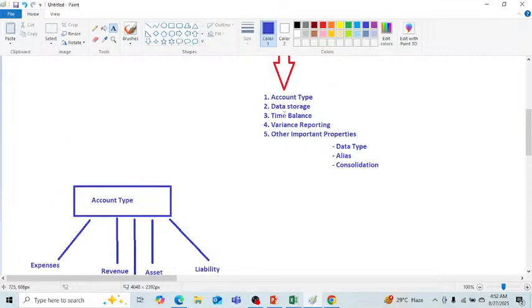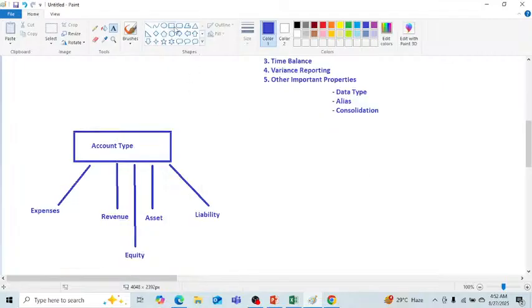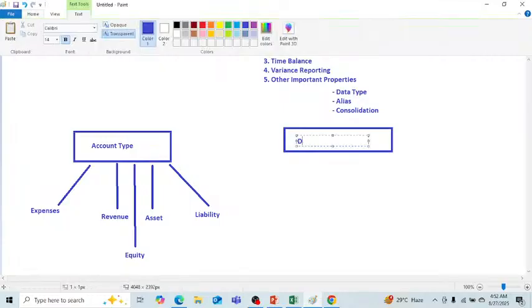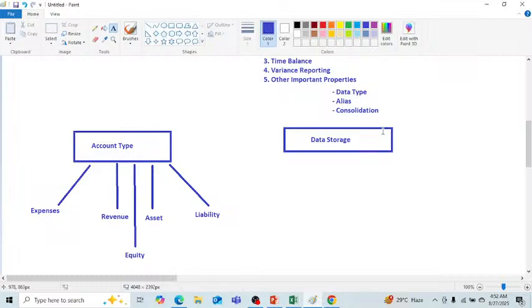So the next thing that we have in the accounts dimension is the data storage property. We will also discuss this. So we have data storage properties. Under this we have four options. So what are these options? These options are store, dynamic calc, never share, label only.